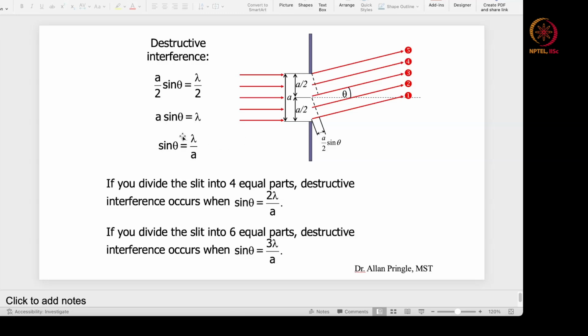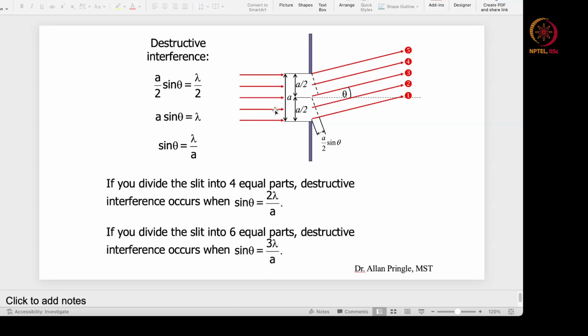Now, instead of 2 parts, if we divide the slit into 4 equal parts, right? Then destructive interference will happen when sine theta is equal to 2 lambda by A, because now we have divided it into 4 parts. If you divide it into 6 equal parts, the destructive interference will occur when sine theta is equal to 3 lambda by A.